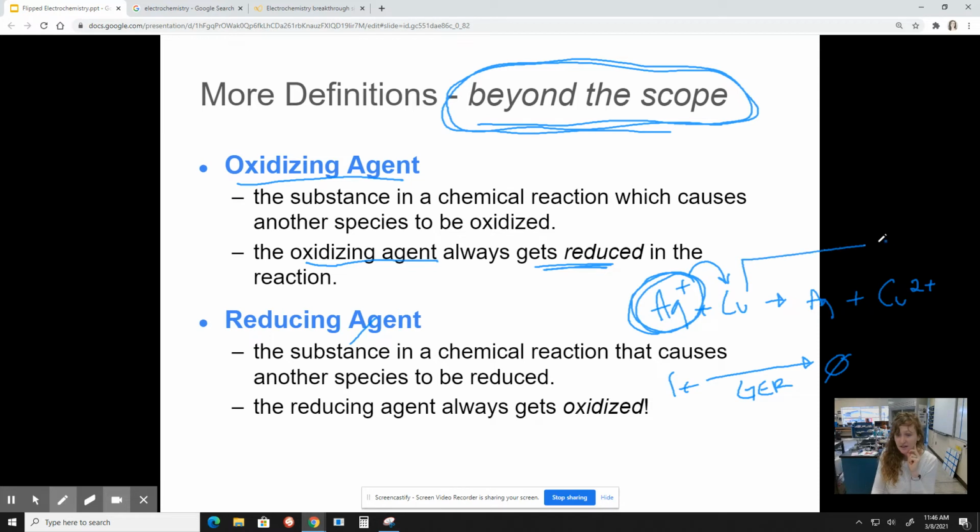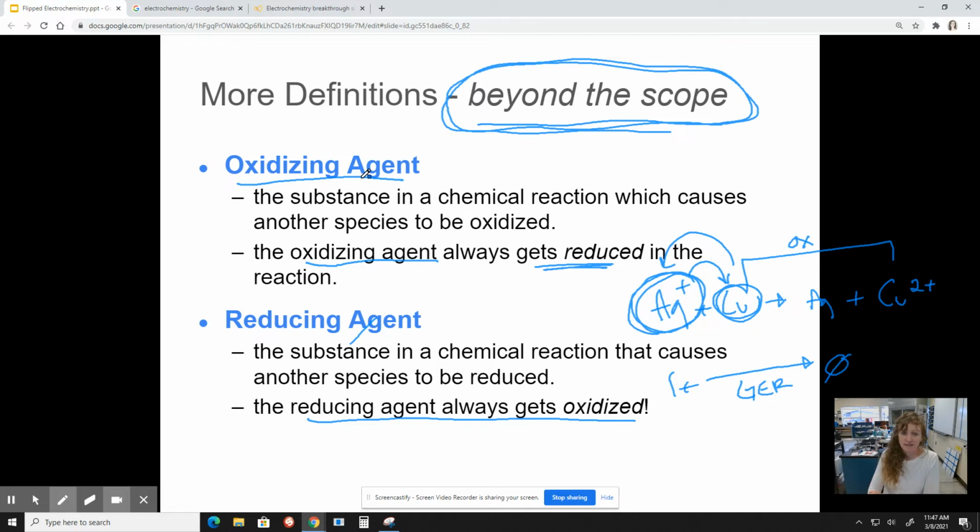Copper, on the other hand, is oxidized, which means it is the thing reducing silver. So copper is oxidized and it is the reducing agent. So it's a little confusing. If you hear these terms, you really have to stop and think about them. But it's good to be aware.